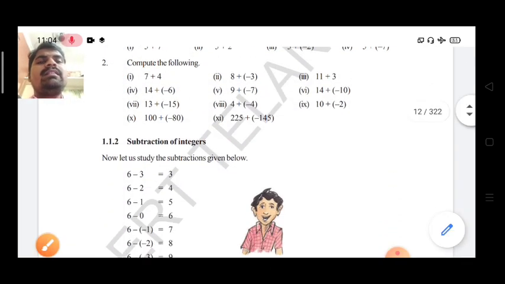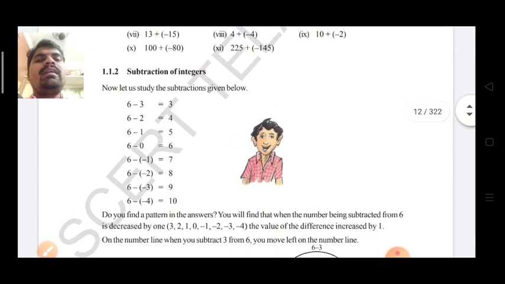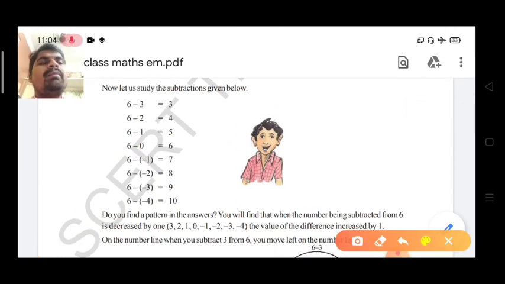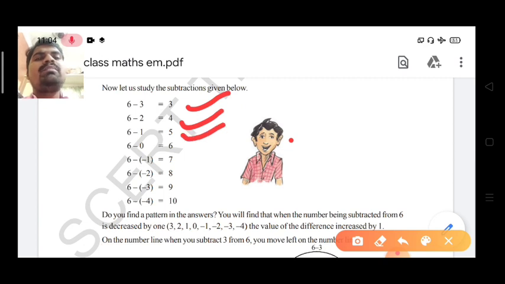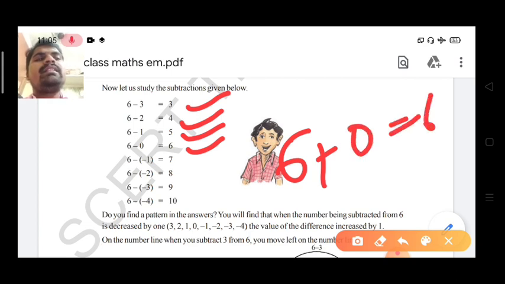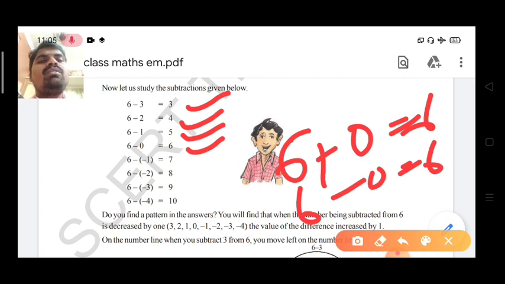Next, subtraction of integers. Do you know subtraction? Subtraction, nothing but, here you observe, 6 minus 3 is 3, 6 minus 2 is 4, 6 minus 1 is 5, 6 minus 0 is 6. Already I explained, 6 plus 0 is also 6, 6 minus 0 is also 6. The value does not change when you add 0 or subtract 0, it remains the same only.